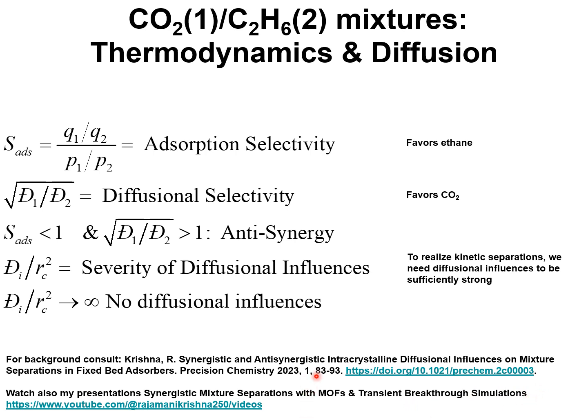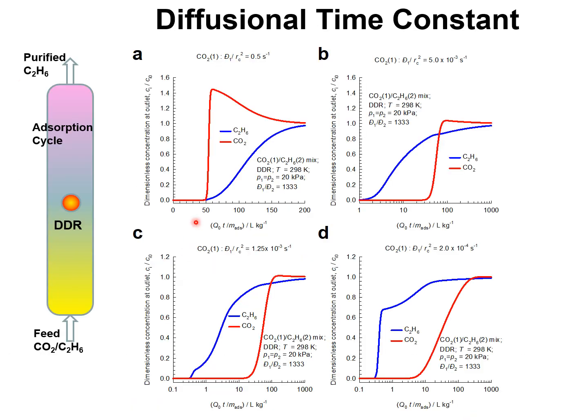Let us now move on to separations in fixed bed adsorbers and see how we can exploit the anti-synergy between adsorption and diffusion. I present here transient breakthrough simulations for separation of 50-50 mixtures of carbon dioxide and ethane operating at a temperature of 298 Kelvin at a total pressure of 20 kilopascals.